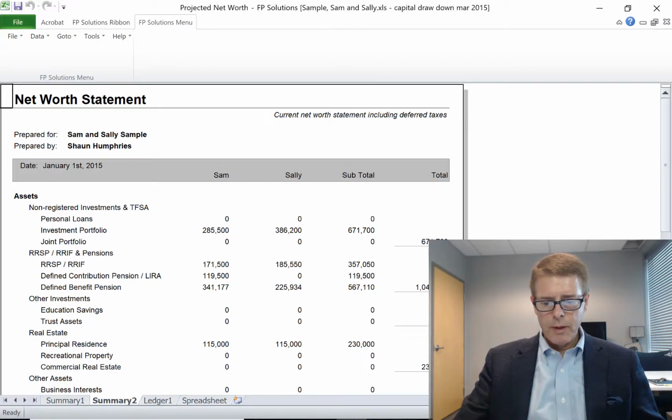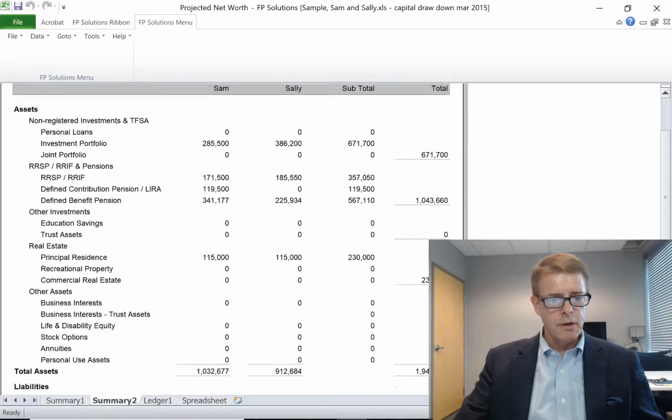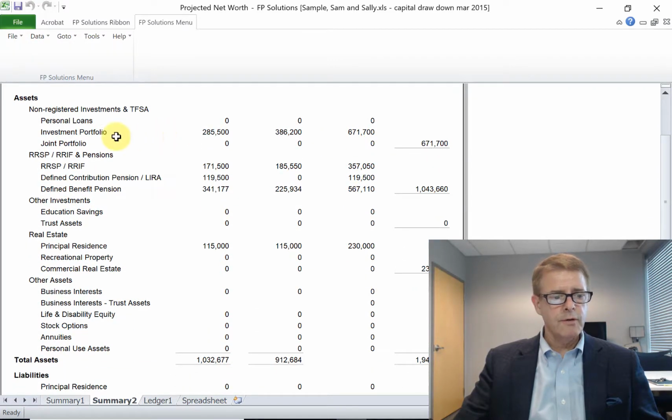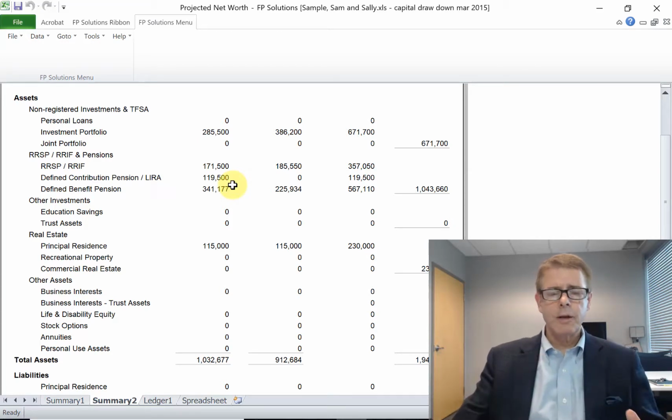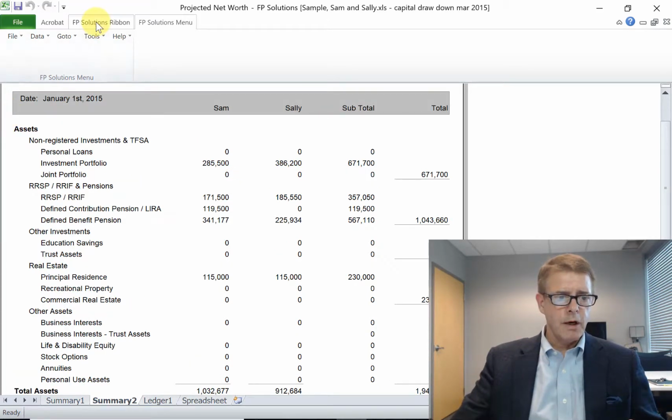And now you're seeing what the net worth potentially could look like. So in this particular circumstance, the client had $285,000 in non-registered, their spouse $386 for a total of $671. They had some RSP capital, some defined contribution pension capital and some defined benefit capital. So again, the numbers are not important. What I want to illustrate is just how we begin building the financial statements to begin modeling for retirement.